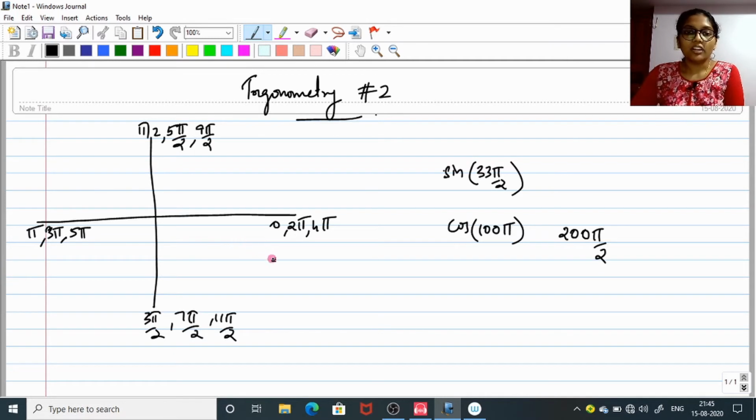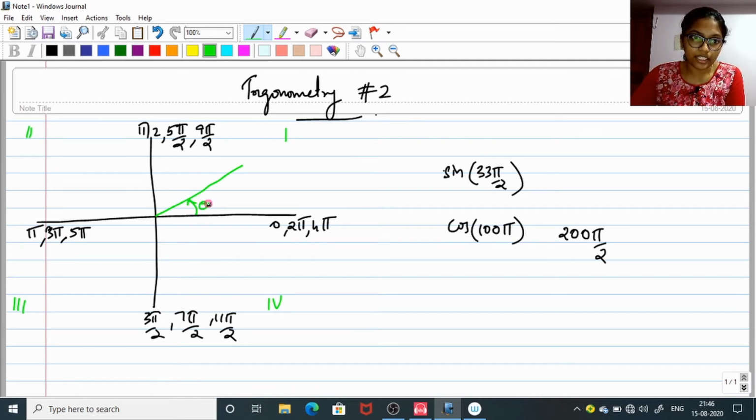Okay, so what about the angles which are lying between these angles, like 0 and pi by 2? What about the angles between 0 and pi by 2, or pi by 2 to pi, or pi to 3 pi by 2, or 3 pi by 2 to 2 pi? Which means angles coming under the first quadrant, also the second quadrant, third quadrant and fourth quadrant. So first we need to generalize the angles which are coming under the first quadrant, second quadrant, third quadrant, fourth quadrant.